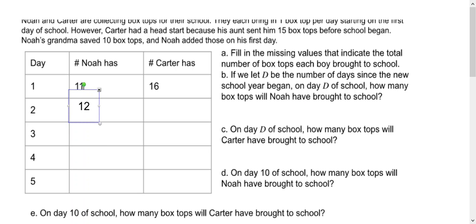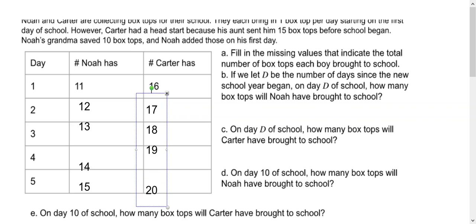So if you go, it's just going to be 12, 13, 14, and 15 here. And then in the other column, it's going to be then 16, 17, 18, 19, and 20, because each day he's adding another one. And then it says on D days, how many box tops will he have? Well, that will be D, and it's Carter, so Carter would be D plus 16.